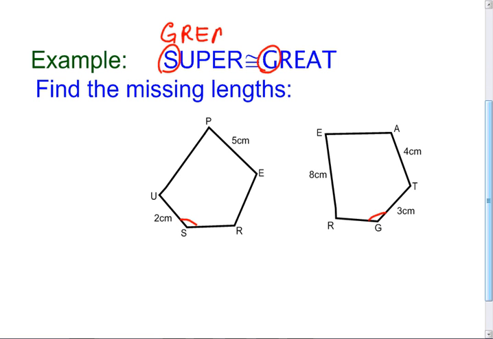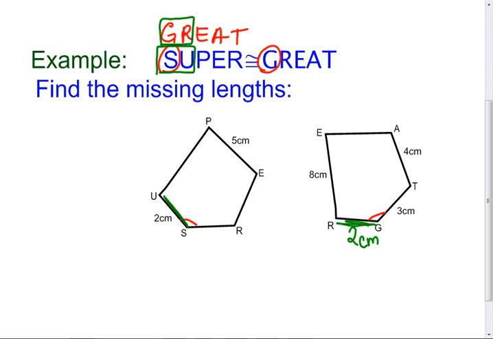And remember, these are consecutive sides. So if I take side SU, which is this one right here, right? That's the same as side GR. These are congruent. Well, if I know that's 2, what does this have to be? 2. Does that make sense?